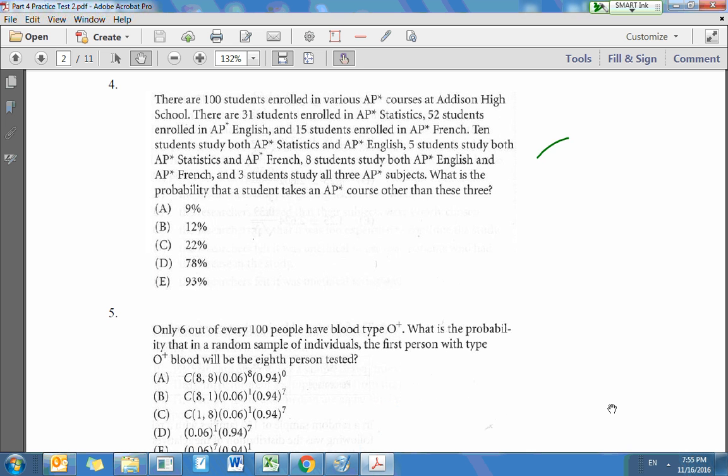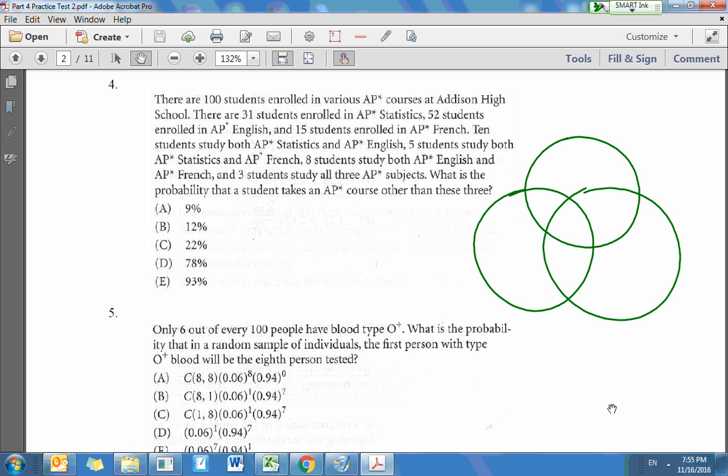So here's the Venn diagram model. I'll label this one as AP Statistics, I'll label this one as English, and I will have this one as French. I think most of you are smart enough to figure out that these students are in all three. This group is in English and French. This group is English and stats. This group is stats and French. So I think you kind of get that idea. I'm hoping you've seen Venn diagrams already.